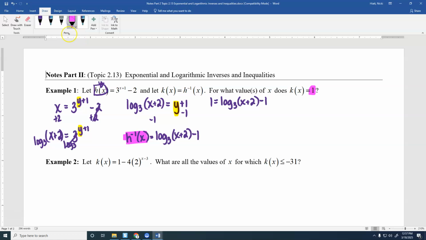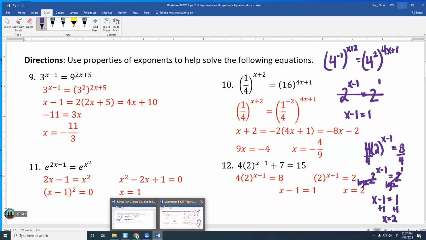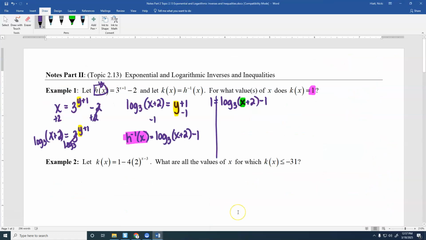And now I'm trying to figure out that x value right there. So if I'm solving this equation, Stephanie, what would I do first? Add that 1. So 2 is going to be log base 3 of x plus 2. What would come next, Mackenzie?